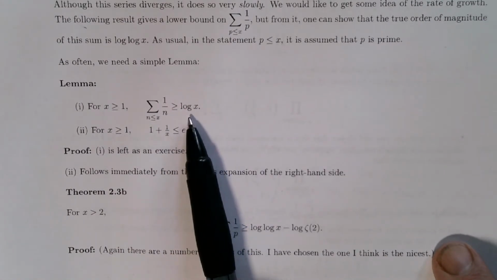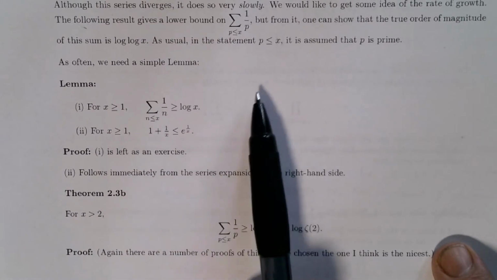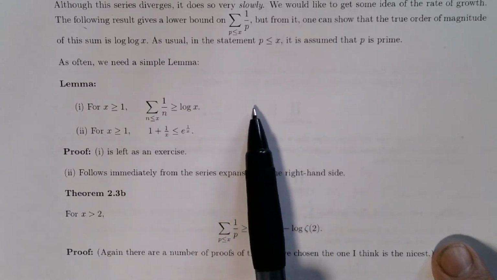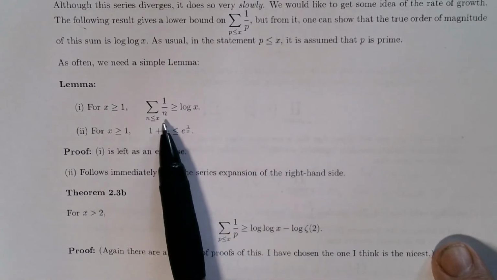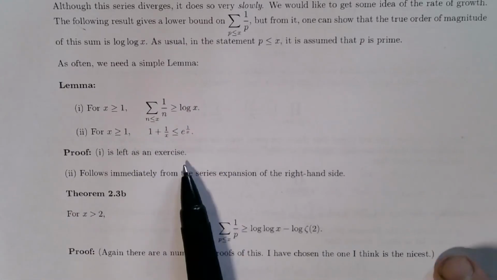Now the proof of that I leave you to do as an exercise. It's not very hard, in fact. I suggest you just draw a picture of the function y equals 1 over x, and then draw up some rectangles and compare the areas of the rectangles with the area under the curve, and you'll find this falls out. So I leave that as a little exercise.